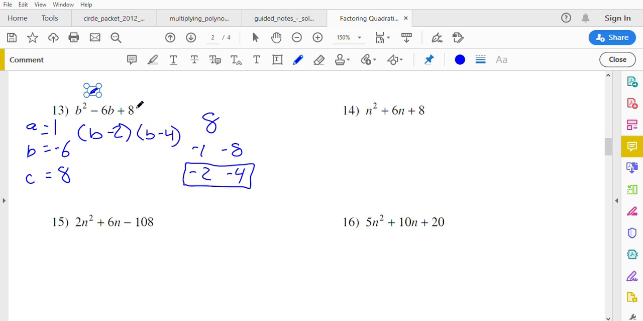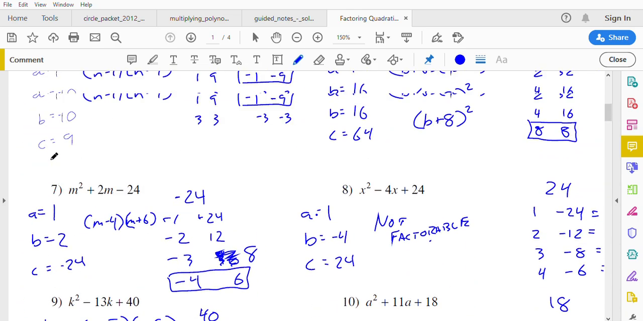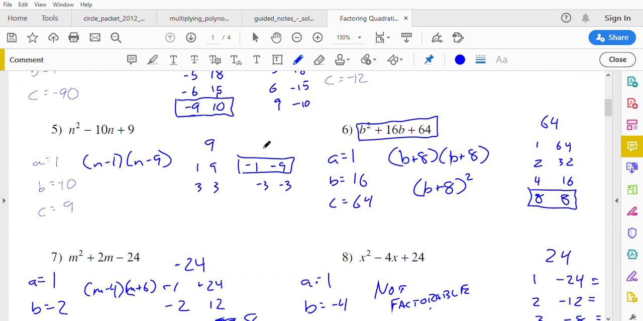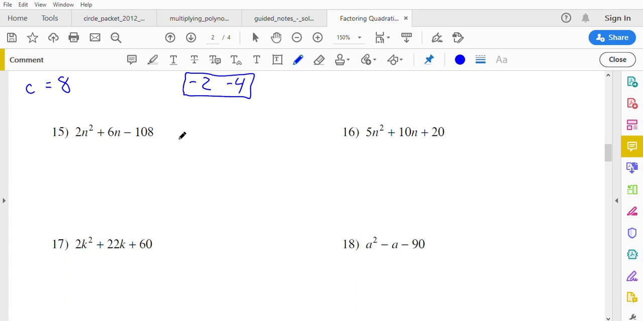This was standard form. Okay, and all the examples that we looked at yesterday, A was equal to 1, A was equal to 1, A was equal to 1, A was equal to 1. In fact, that's actually the name of this sheet. If A does not equal 1, then there's some different things that we can do. The first thing that you want to see, we'll take a look at number 15, and the first thing you want to do is you want to see if you can make A equal to 1, okay?